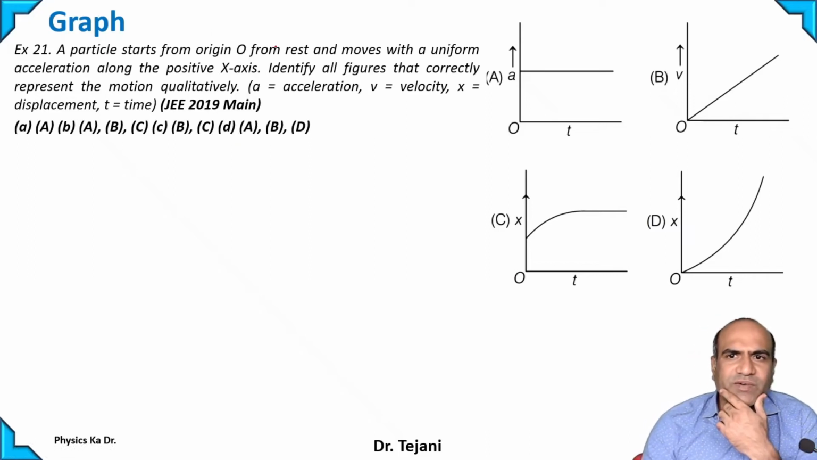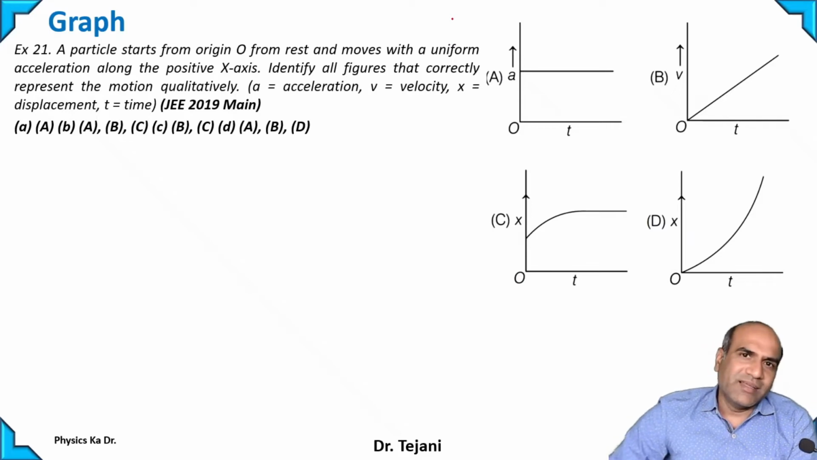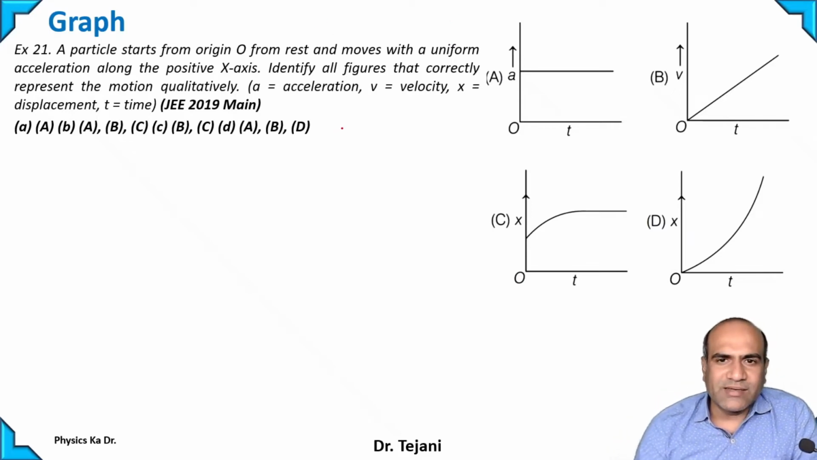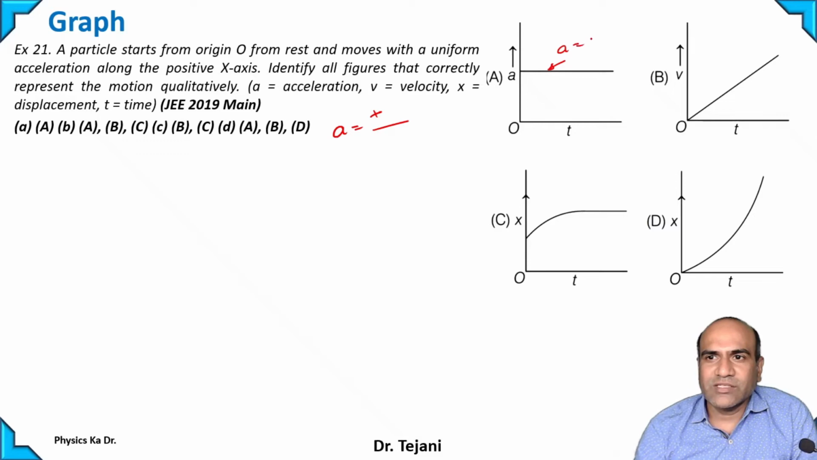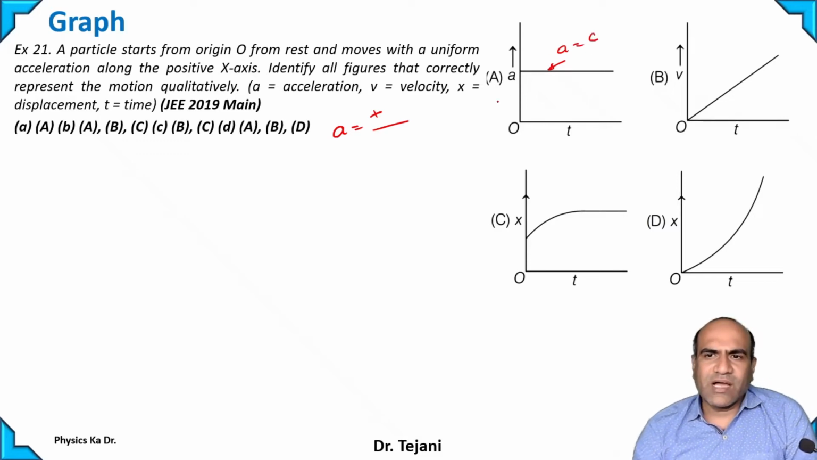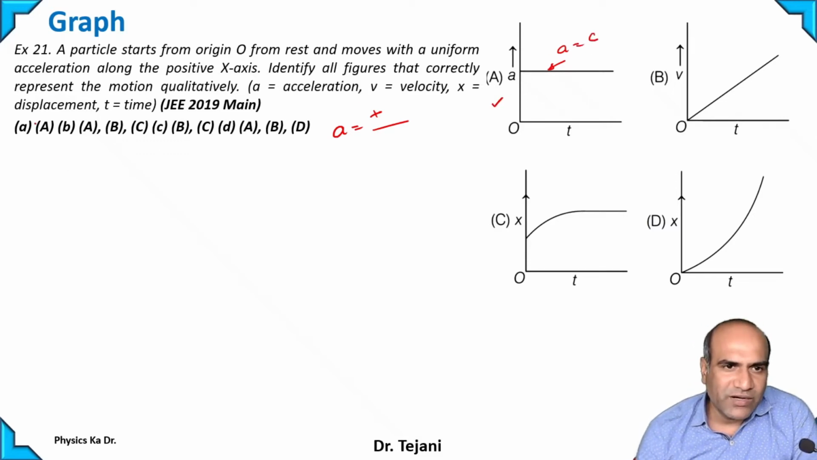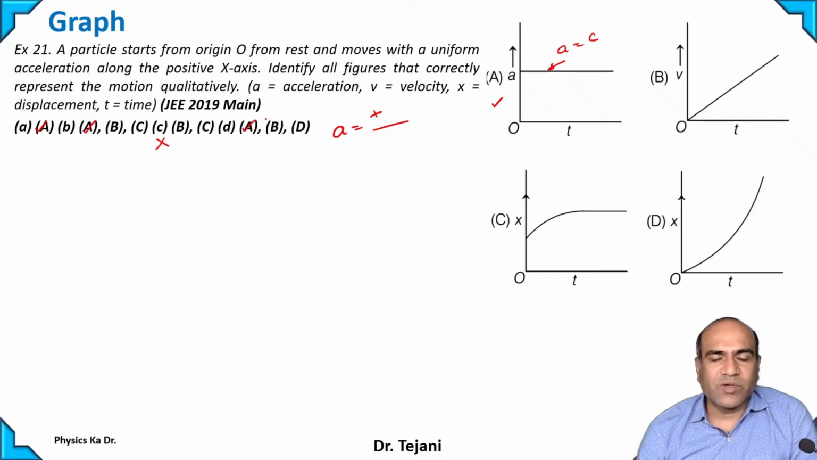So what is mentioned here? First, it is given that acceleration is uniform, meaning constant, positive or negative. The acceleration graph is given here, and it shows acceleration is uniform, constant. So yes, graph A is correct. C is not given here, so that option is wrong. Okay, we now have three options.